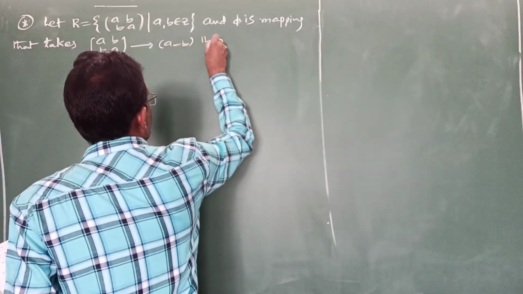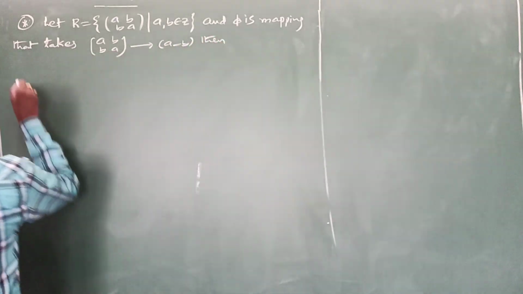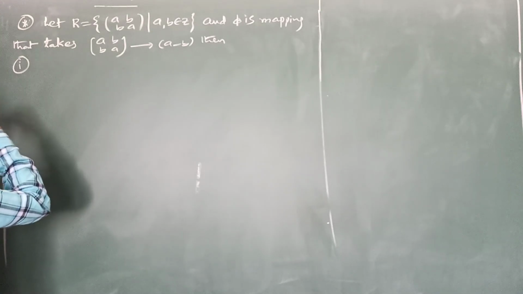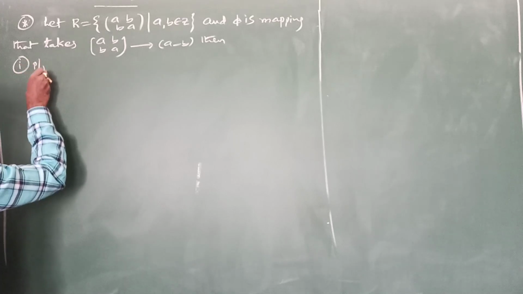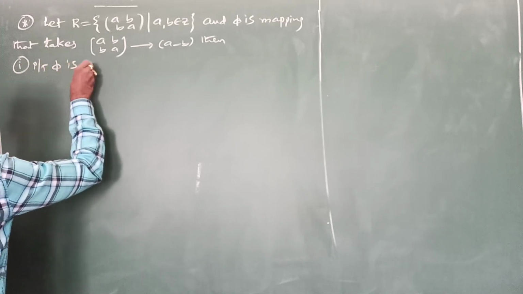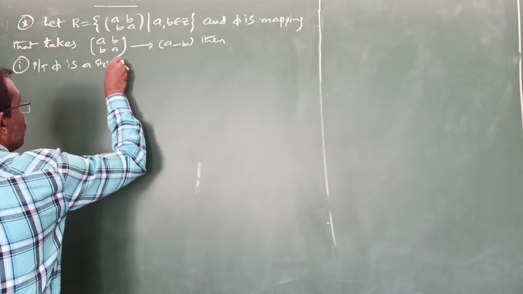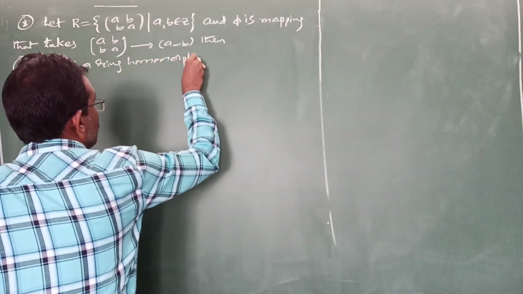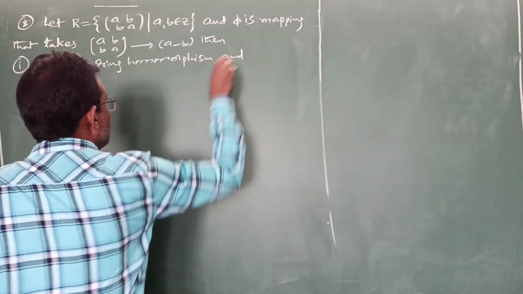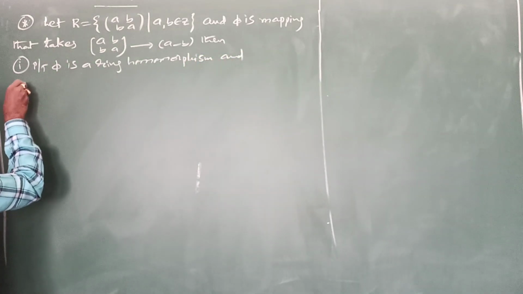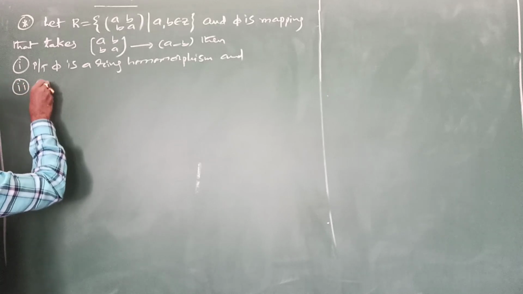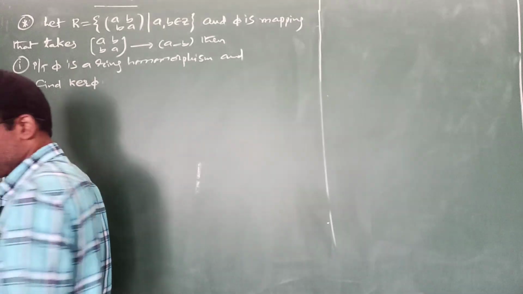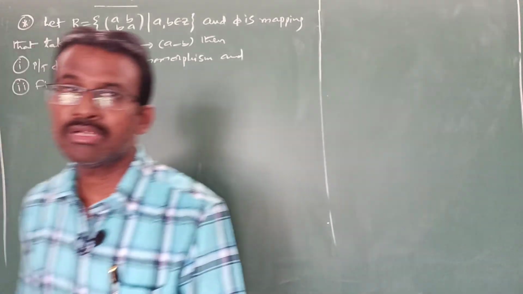Then here 2 bits are available. Bit number 1 is prove that phi is a homomorphism, meaning ring homomorphism. Prove that phi is a ring homomorphism. This is the first bit. And the second bit is find kernel phi. You have to find the kernel of the mapping phi. This is about your new question, right?